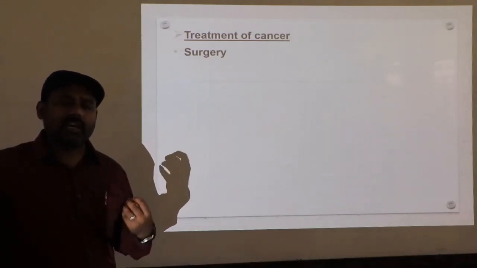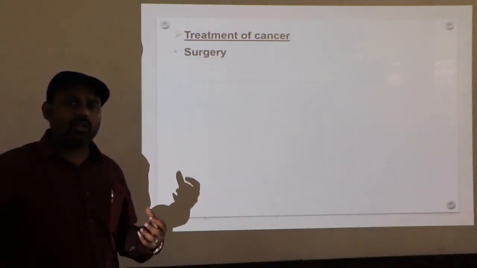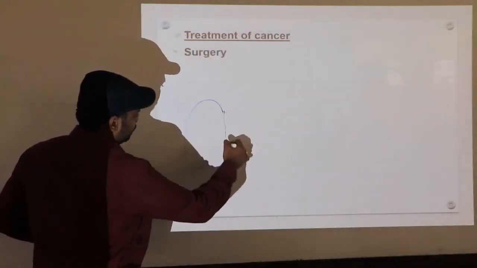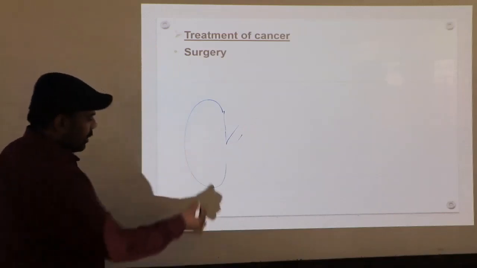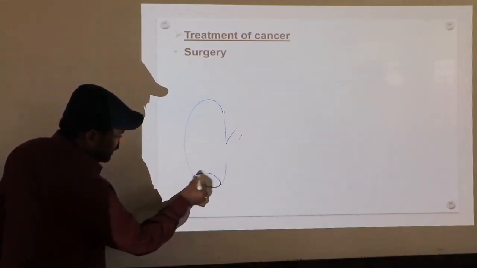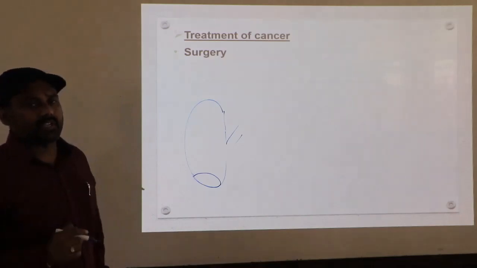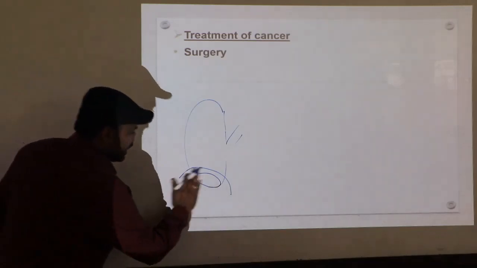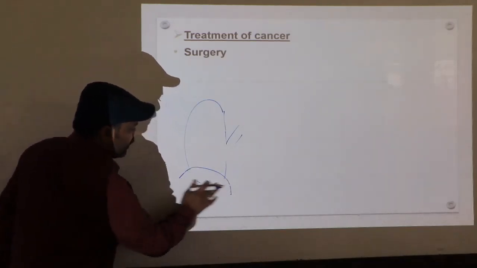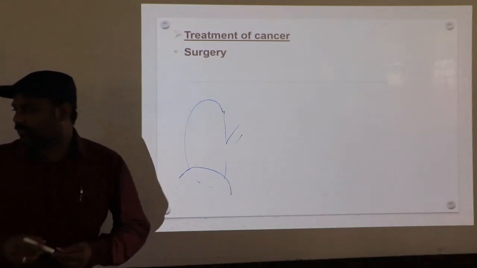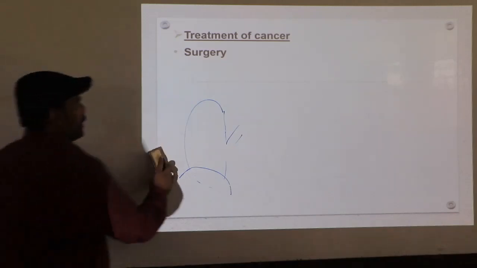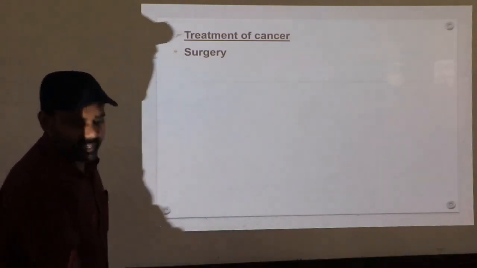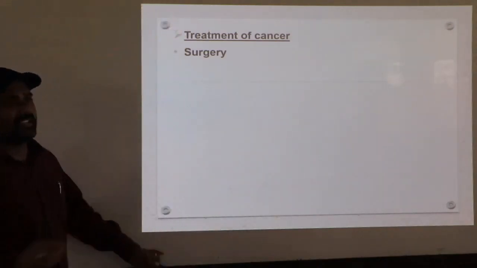Say, for example, lung cancer. I can show you, people, that particularly at this place there is cancer. By means of a surgical method we can remove this particular area. Surgically removing this particular area is considered surgery. Surgery means the surgical removal of cancer.